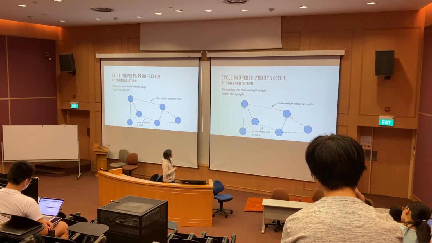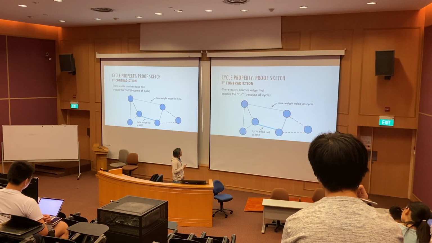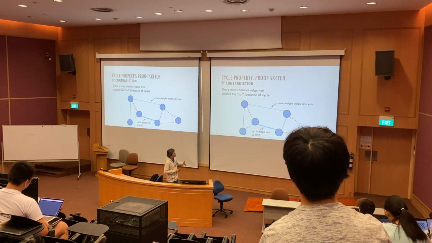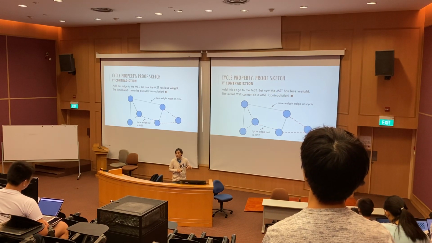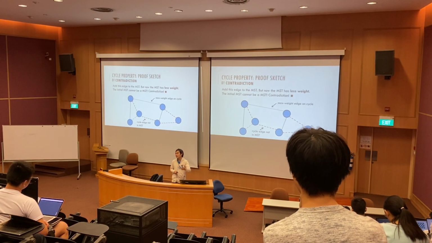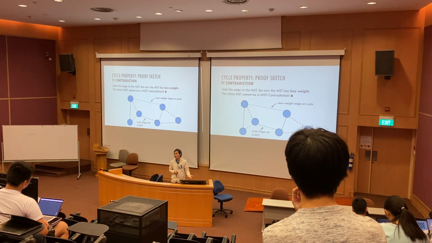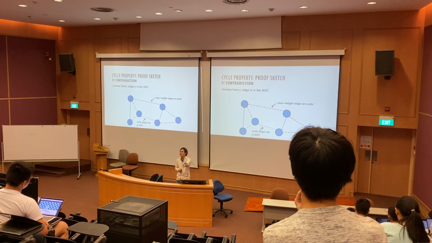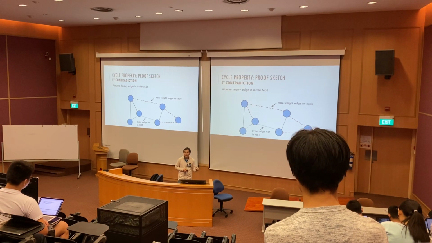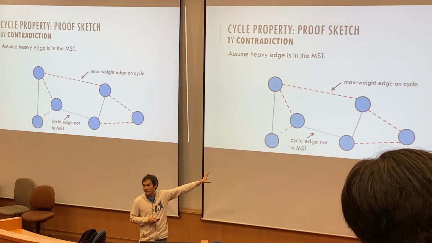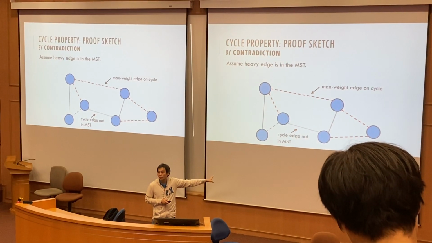So removing this max weight edge cuts the graph into two. And now I can just add this other cycle edge, which is not in the MST, that crosses this cut. Now, this new tree has less weight. So the initial MST cannot be an MST. It's a contradiction. So let's repeat that again. I start off by saying, assume that I give you an MST, and I say that the heavy weight on the cycle is in this MST. I'm going to show that this leads to a contradiction.